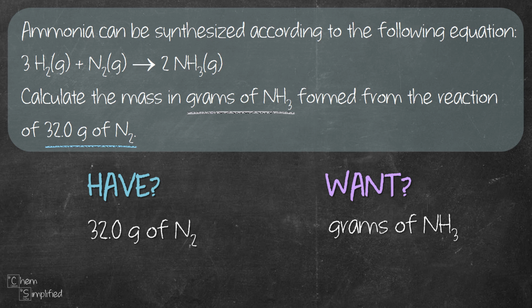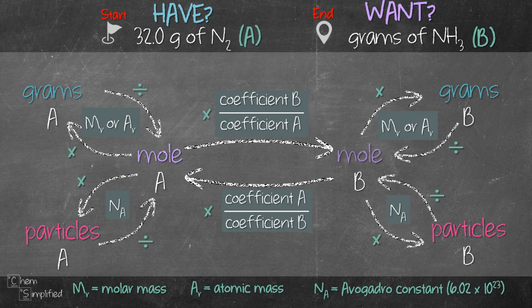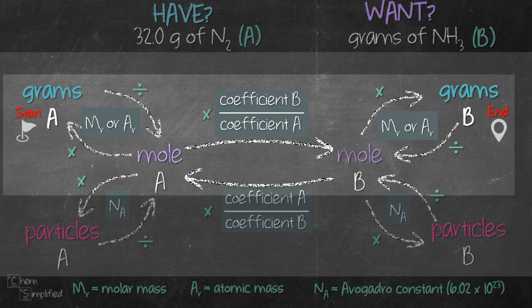Since we're dealing with two substances here, which are N2 and NH3, we'll call them A and B respectively. A is for what's given and B is for what we need to find. So our starting point is what we have and our ending point is what the question wants. Next we'll move on to tagging our start and end point on our stoichiometry plan. So our starting point is grams A and our ending point is grams B.